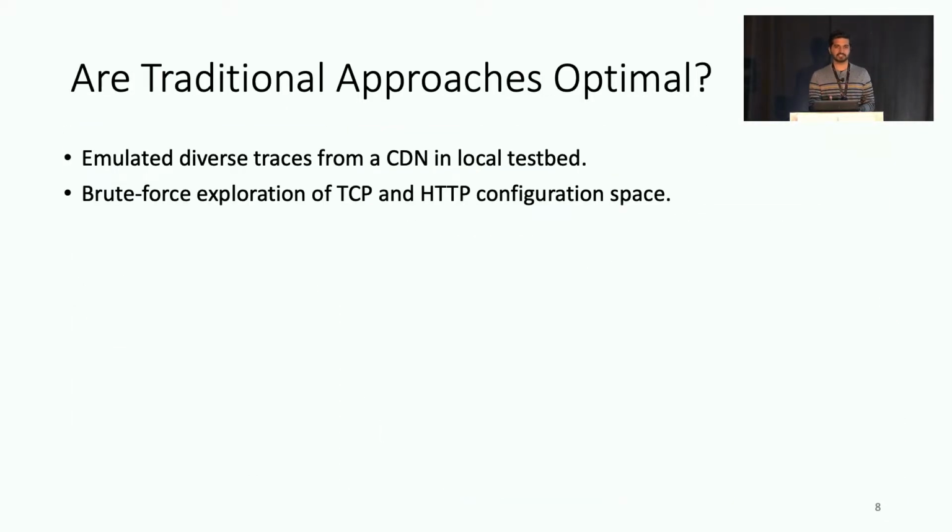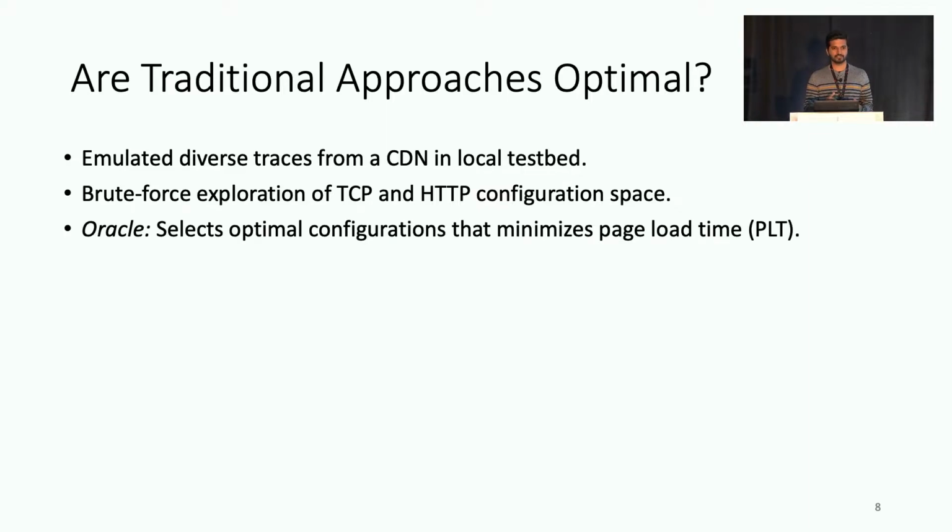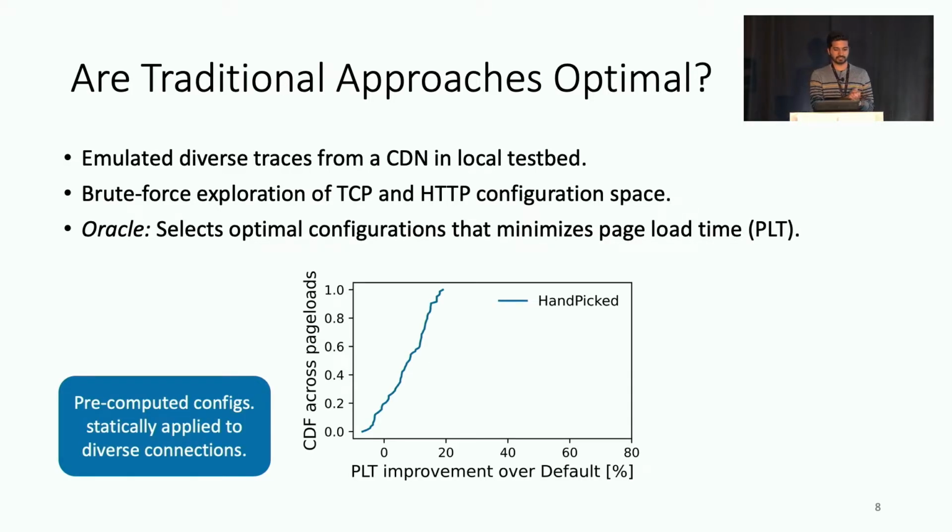In order to test the efficacy of traditional approaches, we did a large-scale study where we emulated different network traces in a testbed and tested every single possible combination of configurations. Based on this brute force, we developed an oracle that has complete knowledge of configuration performance and can always select the best configuration. The figure here shows page load time improvement versus the default configuration on the x-axis and a CDF across page loads for diverse networks on the y-axis. We see that while the hand-tuned configuration does perform better than the default at the median, the performance improvement is capped at around 20% at the tail because it uses static configuration for diverse connections.